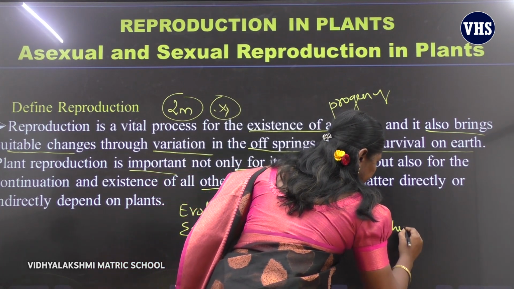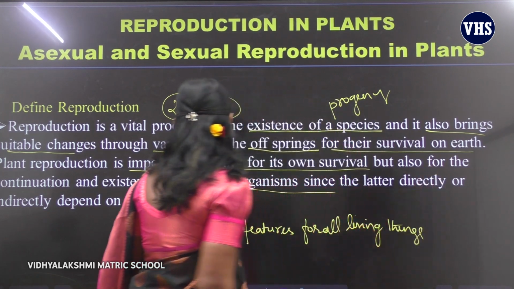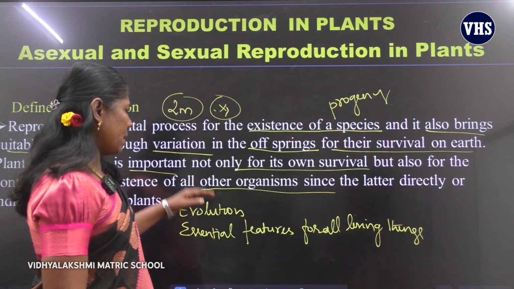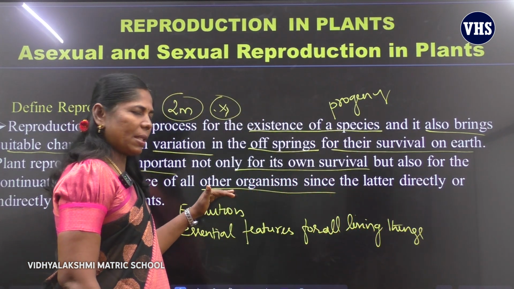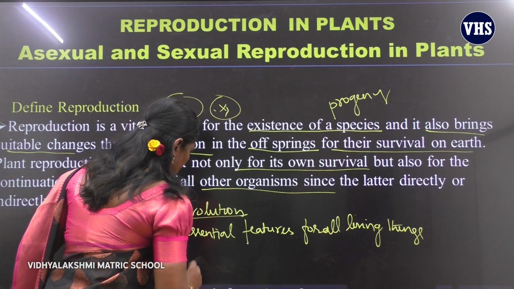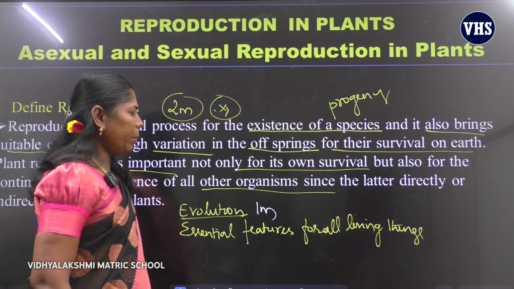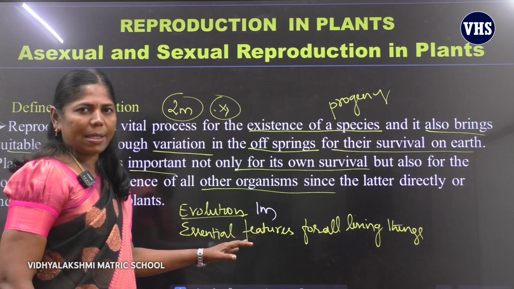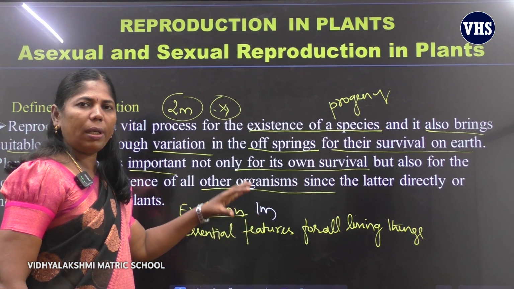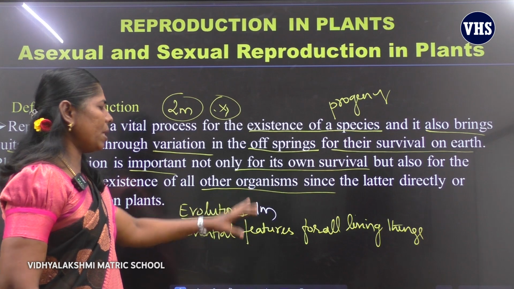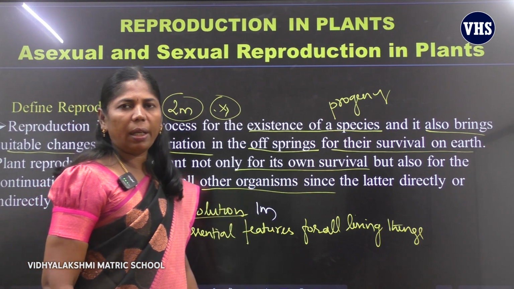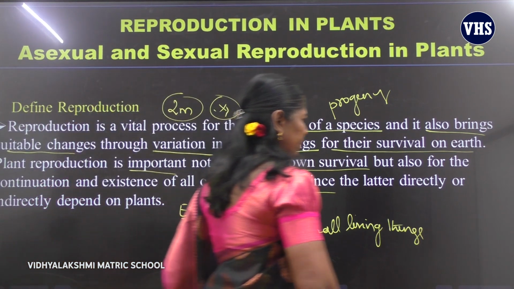Living things. So that is used for evolution. It plays an important role in evolution. This is a very important 1 mark question. So in this chapter, the first 1 mark is this one. Okay? Similarly, if they ask which is the essential feature of all living things, we say reproduction is the essential feature of all living things. Okay?